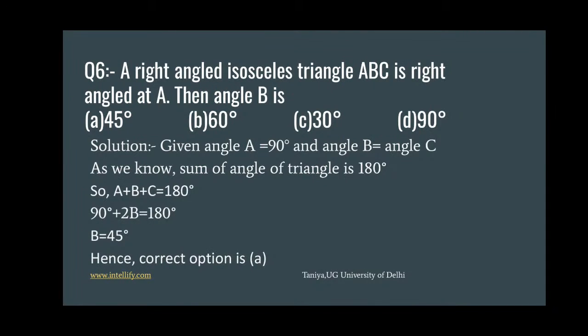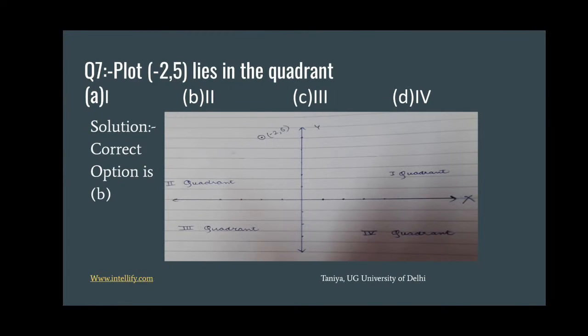So our equation will become 90 degree plus 2B is equal to 180 degree. By solving this equation we will get the value of B. Angle B is 45 degree, so the correct option is A. The next question is: point (-2, 5) lies in the quadrant? The options are A first, B second, C third, D fourth.